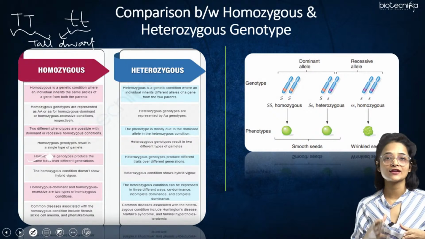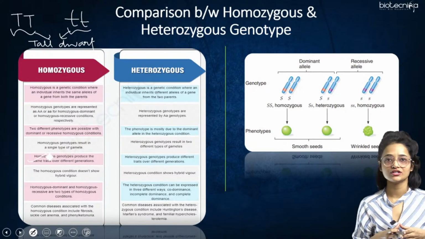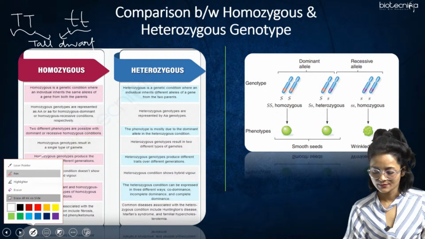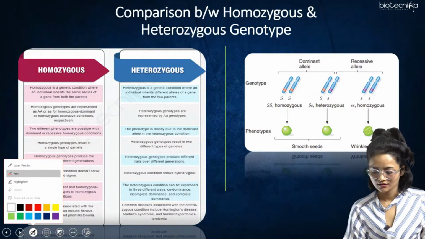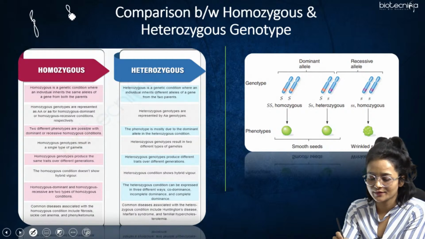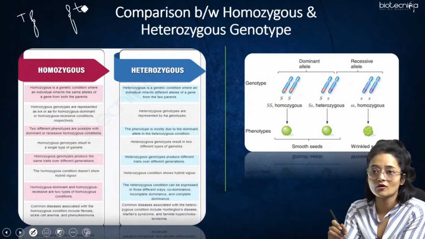For heterozygous, it says the heterozygous is a genetic condition where an individual inherits different alleles of a gene from two different parents. So for this, the similar example we can take here is like this is one parent, this is the second parental chromosome. So here is the capital T, this is the small t. So two different allelic forms of a gene.